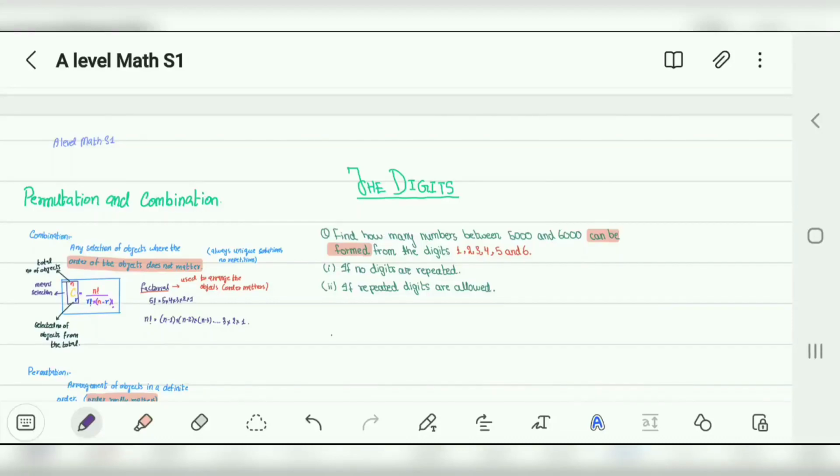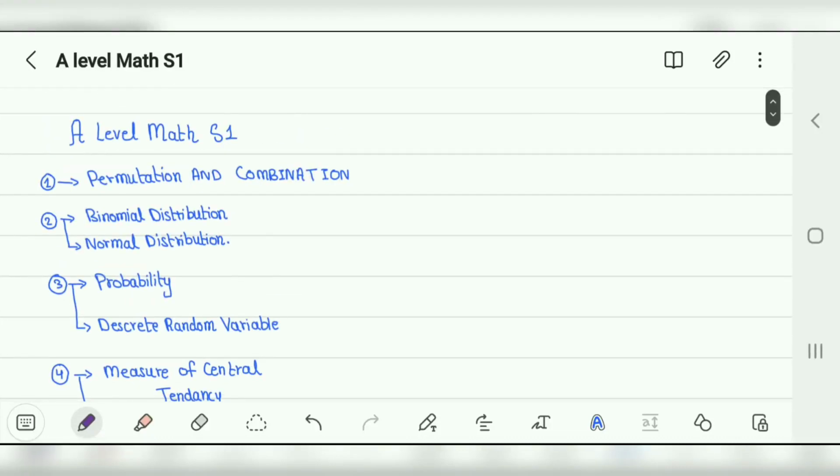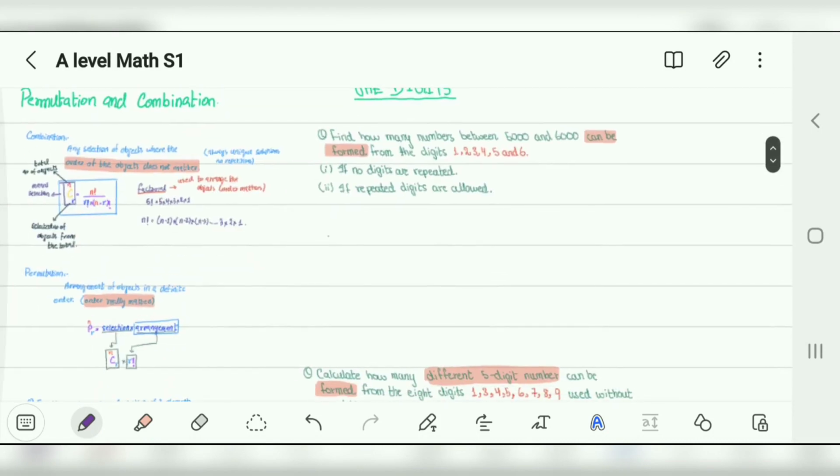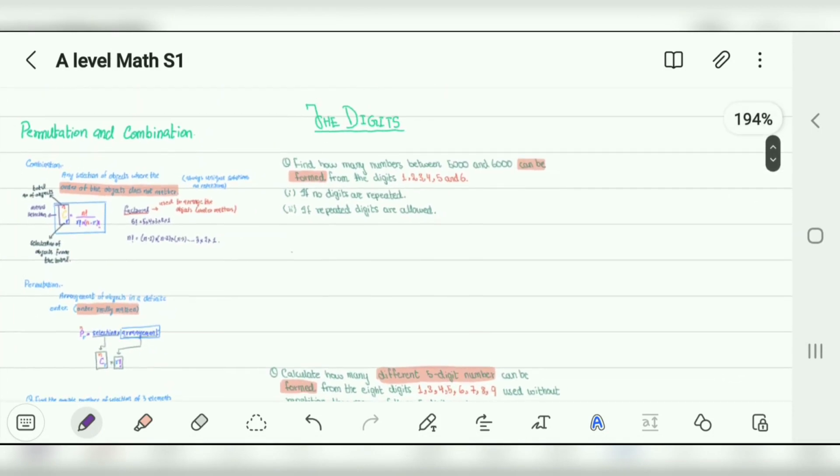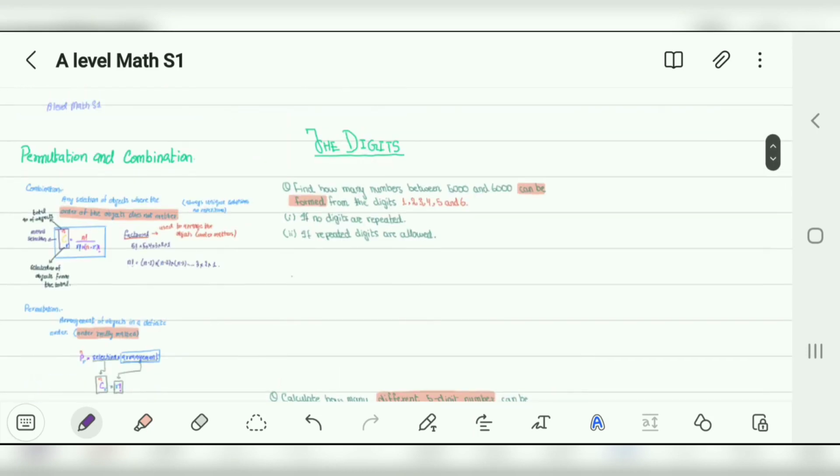Hello and welcome back. This is A-level math S1, and today we're going to start with chapter 1, which is permutation and combination. So let's get right into it. We are going to understand this, and then we're going to do all these questions.